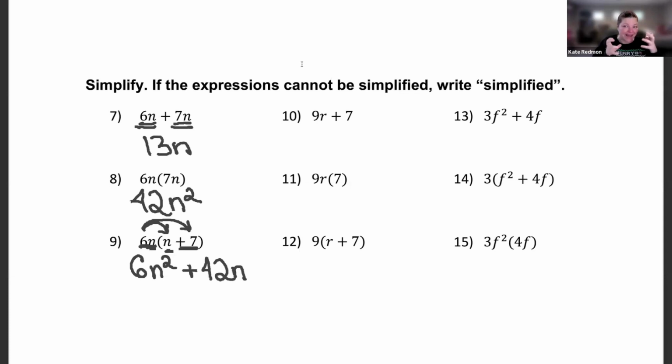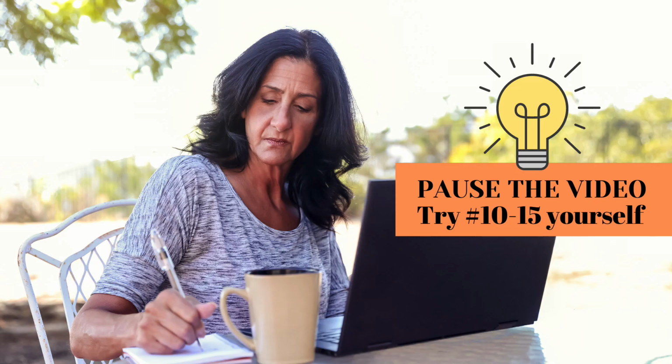I can't add, right? Super important to know when you can and can't add. We can only add like terms. That's an n squared term. That's a plain old n term. They cannot combine. I am done. 6n squared plus 42n. All right, so I did 7 through 9, 10 through 15 are done similarly. Go ahead, give those a try. You can pause me, you can try them. Turn me back on whenever you need help or you want to check your work. Otherwise, join me at number 16.